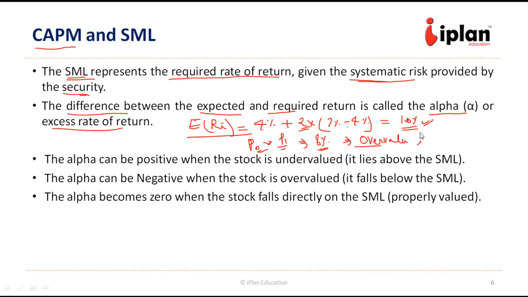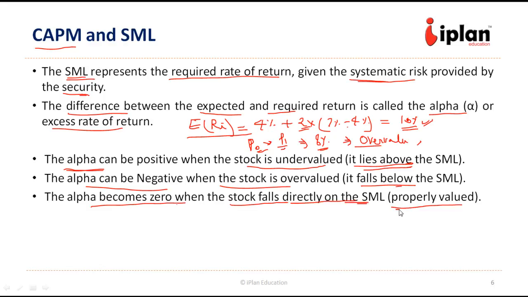So when the alpha is positive and the stock is undervalued, it will lie above the security market line. So it should be bought. If alpha is negative, then the stock is overvalued and it will fall below the security market line and it should be sold. And if the alpha is 0, our expected and required rate of return are equal, then the stock will fall directly on the SML and we can say it is properly valued.